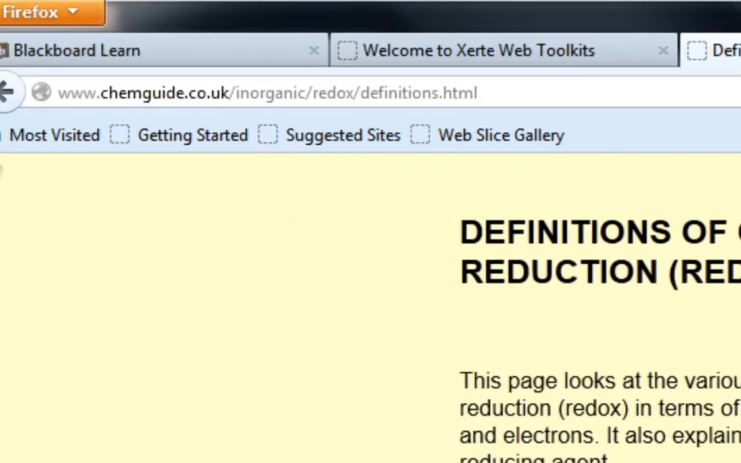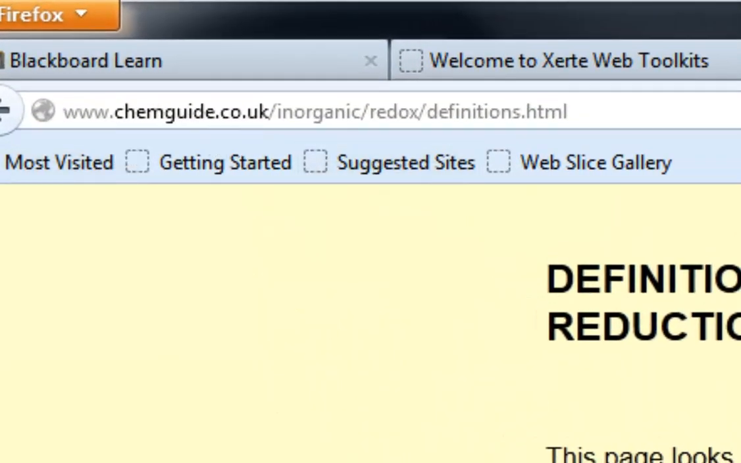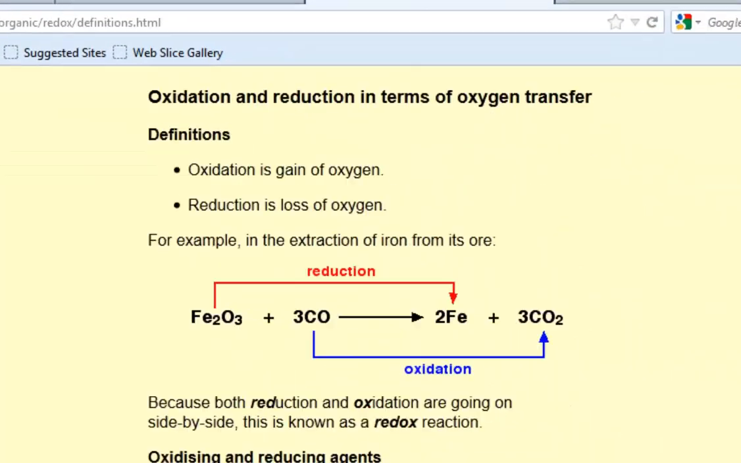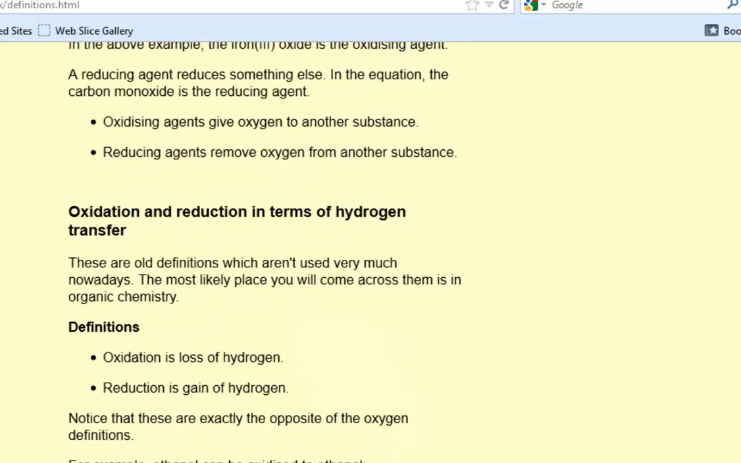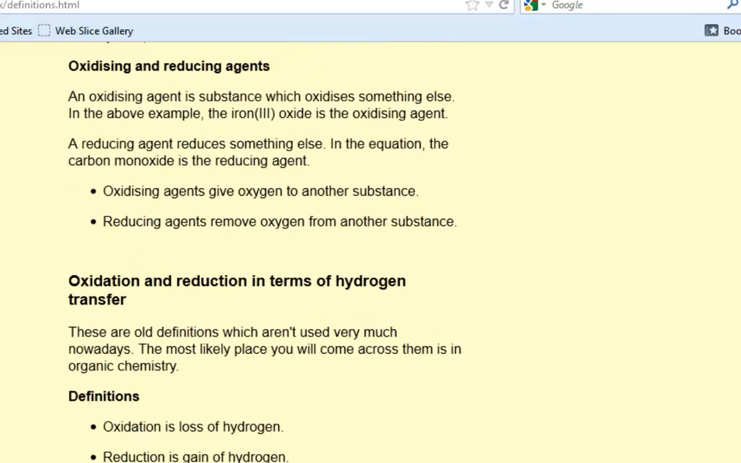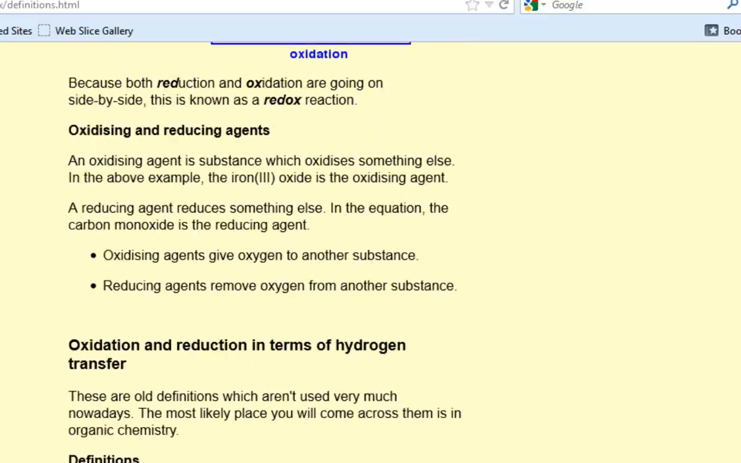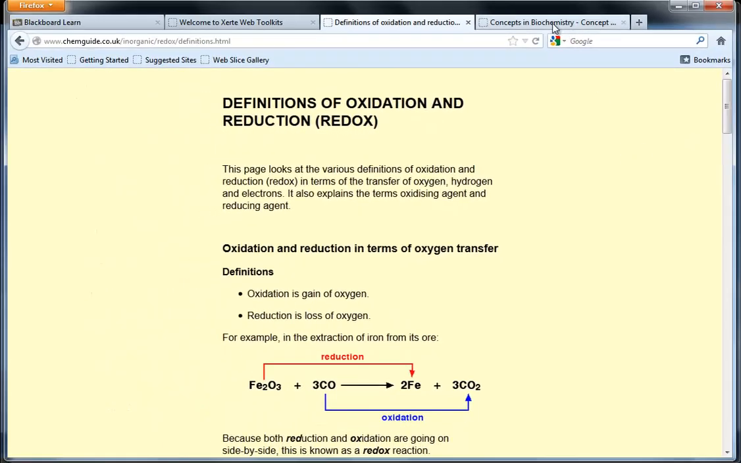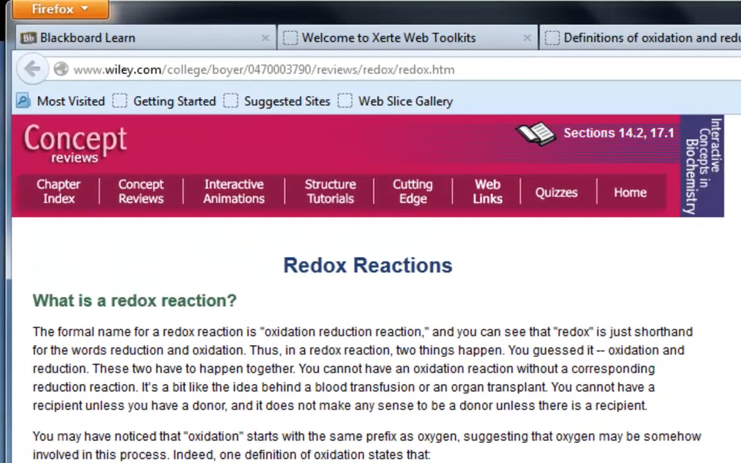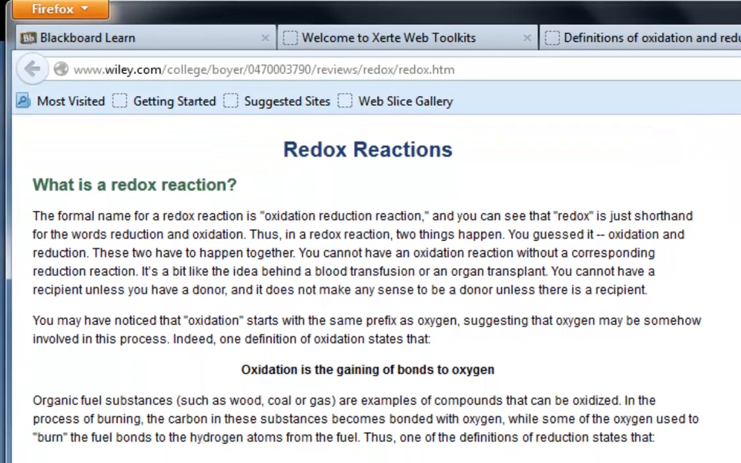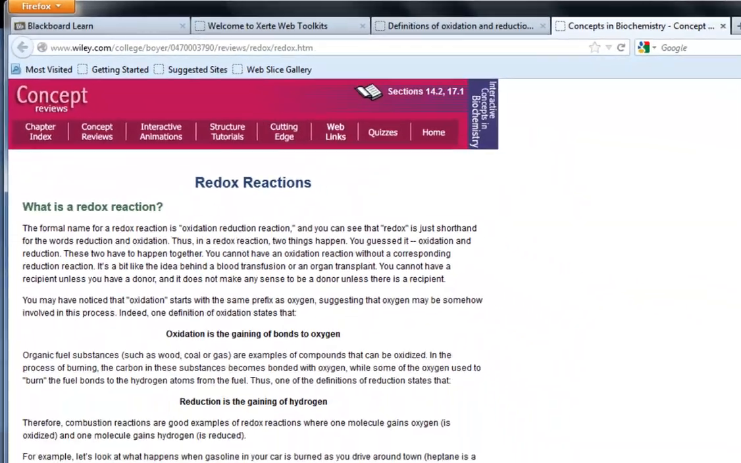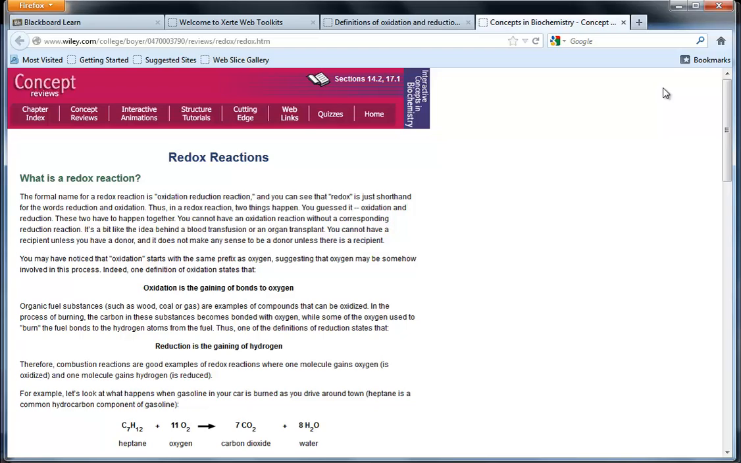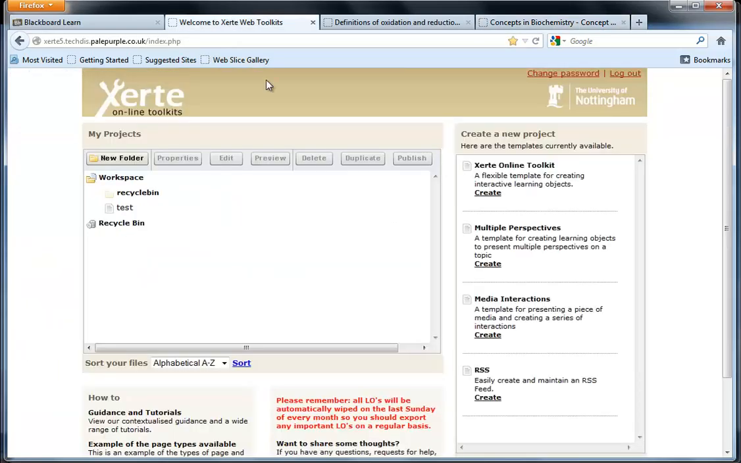I've mentioned chemguide.co.uk a few times in the lectures, and this is an excellent resource. Some good stuff here on oxidation, focused on inorganic chemistry as well as biological chemistry, so there's an inorganic example there and an organic reaction there, but well worth having a read of. I'd also mentioned Concepts in Biochemistry from Wiley, the publisher of many fine textbooks, and again some other good resources on a range of things, including redox reactions. If you're not sure about these, have a dig in this background reading.